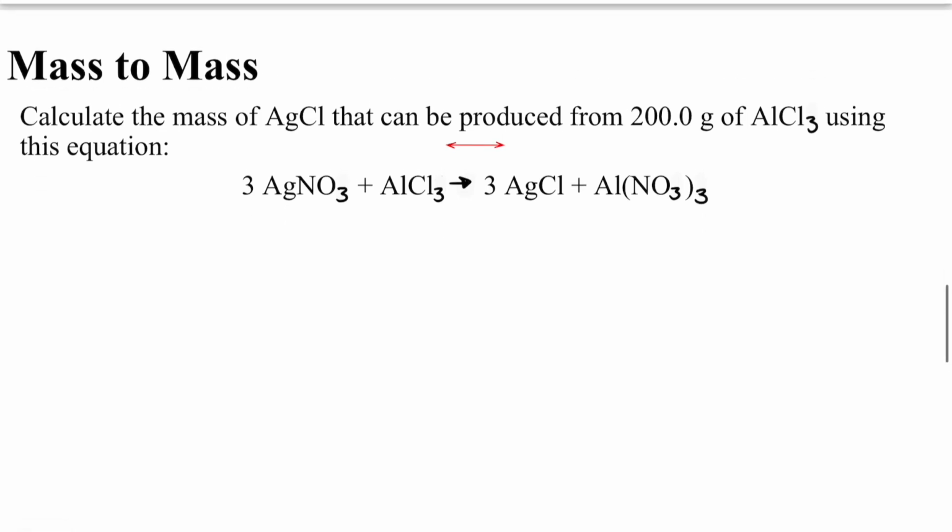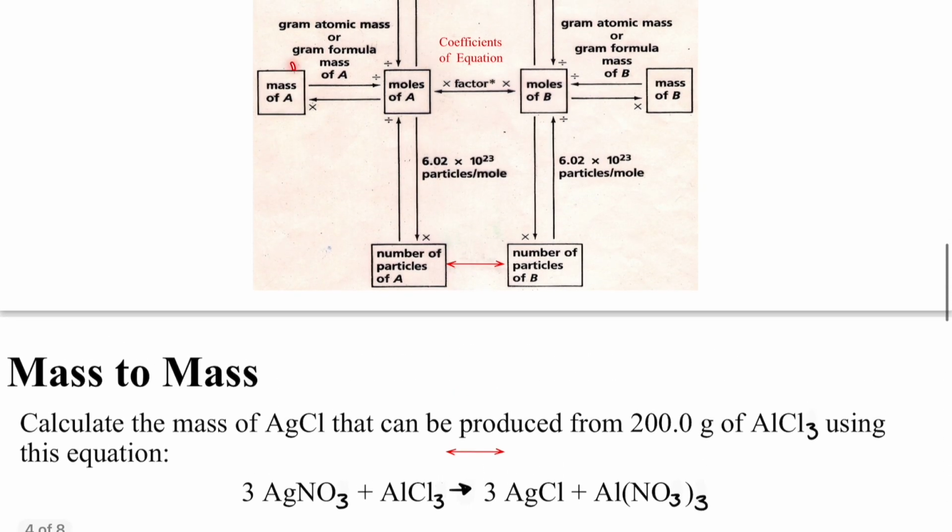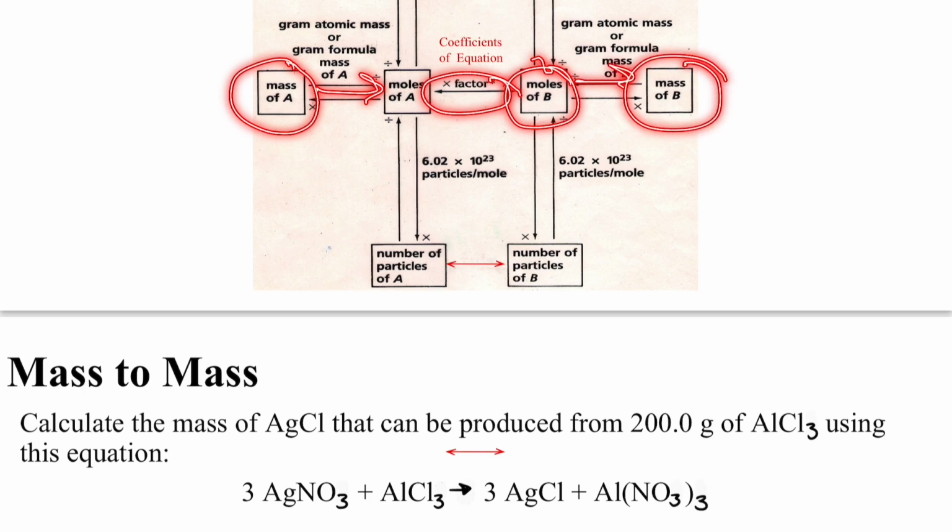Let's look at another example. This one says, calculate the mass of silver chloride that can be produced from 200 grams of aluminum chloride using the equation. And so here they gave us the balanced equation. So again, we're going from the mass of aluminum chloride to moles of aluminum chloride, then use our mole ratio from the equation to get to moles of silver chloride, and then lastly, converting to mass of silver chloride.